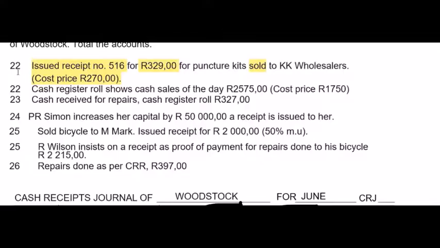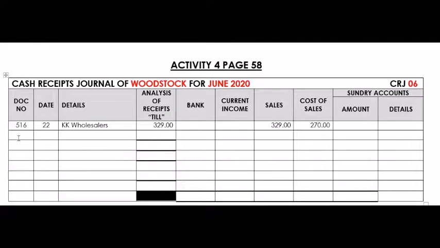Then the next transaction said the cash register roll shows cash sales. And I want you to highlight cash sales of the day, 2,575 Rand with a cost price of 1,750 Rand. Okay, so once again, we've got a sale. The document will be CRR, and they gave us the selling price and the cost price. So in your CRJ, it will be CRR. You don't have to write 22nd again. The details of a sale on the cash register roll is sales.